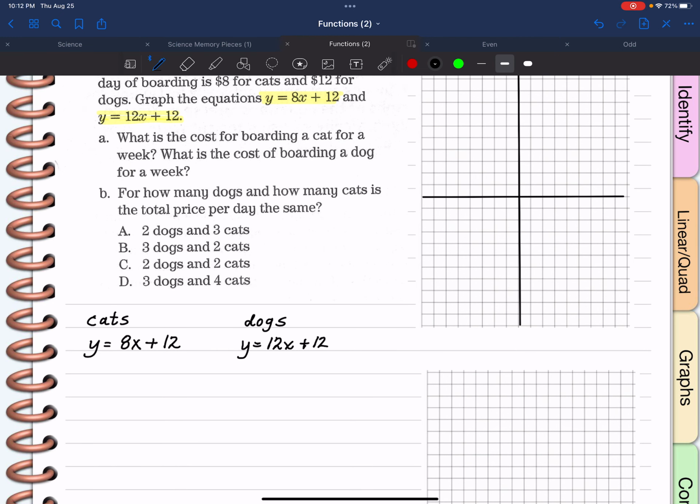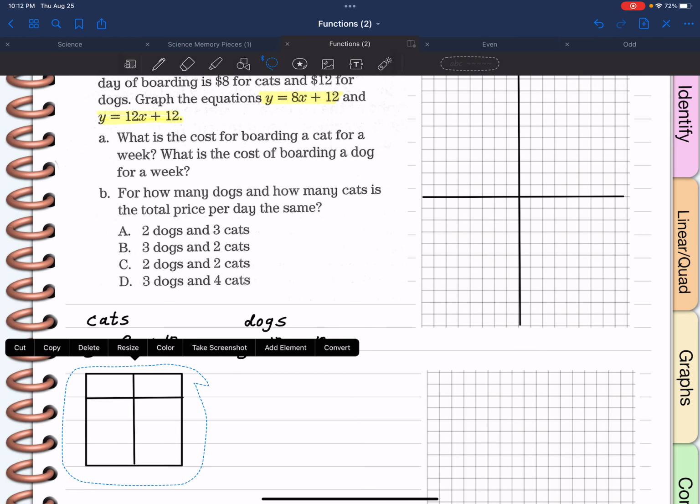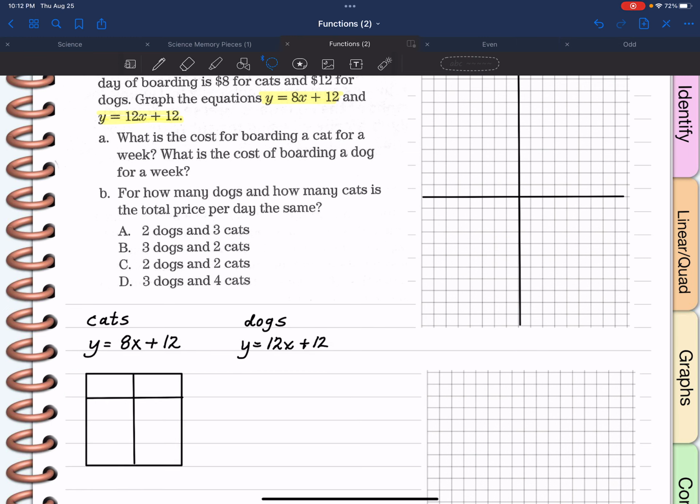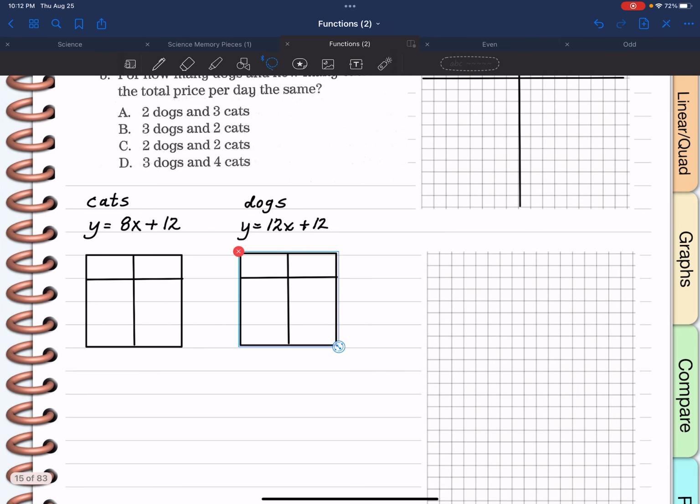So I need to come up with two sets of coordinates. And I'm just going to draw this once and copy and paste it. So draw yourself a table for the cats, and then a table for the dogs. And let's do some math. So let's work on the cats first.